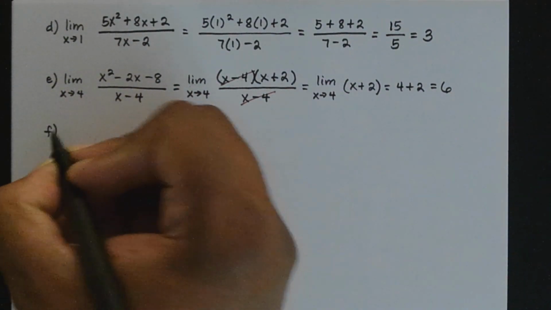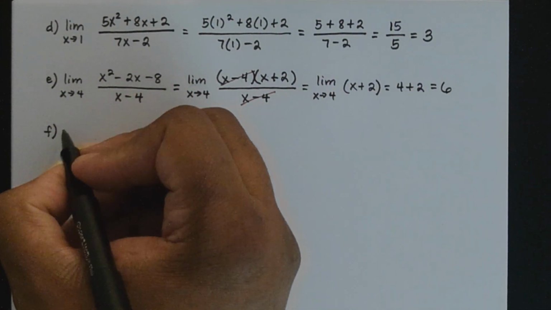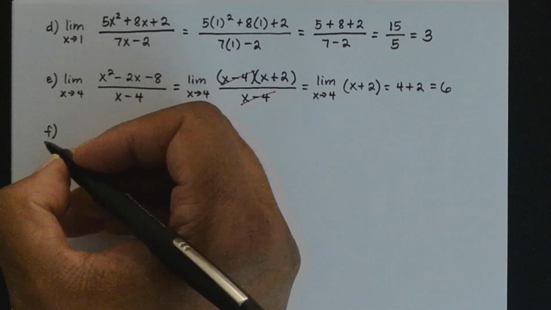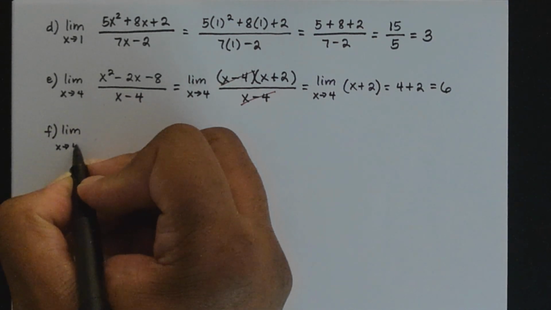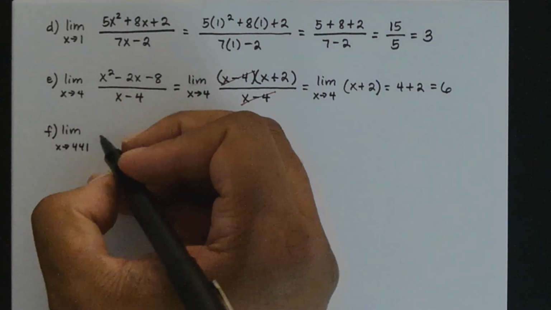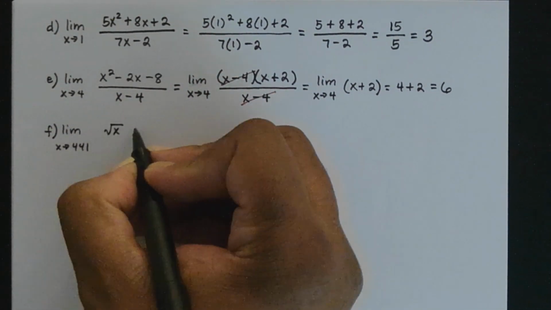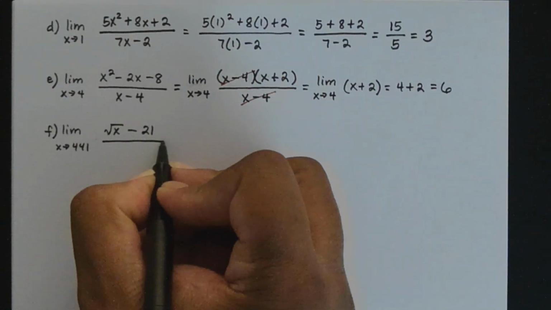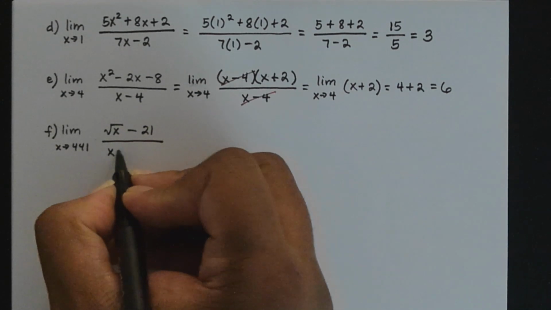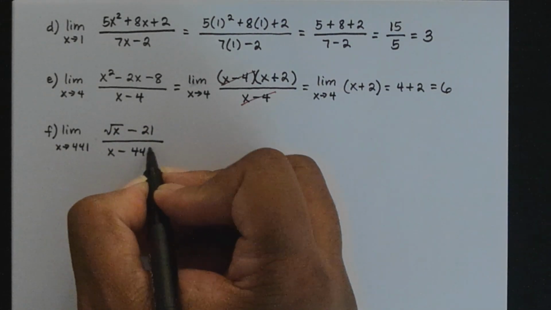Okay, part F looks like this. The limit as x approaches 441 of the square root of x minus 21, divided by x minus 441.